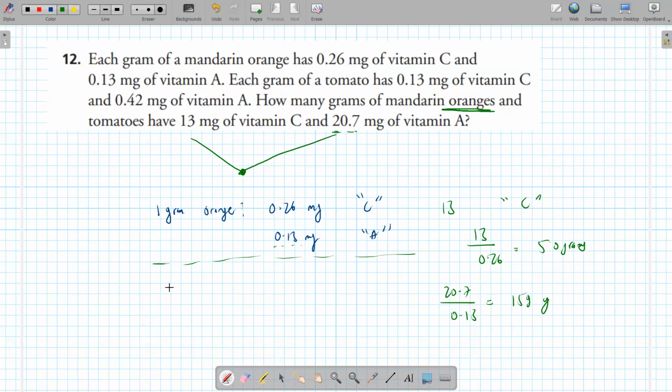And then you want to do the same thing for the other one, tomatoes. The first for tomato is going to be 13 over 0.26.